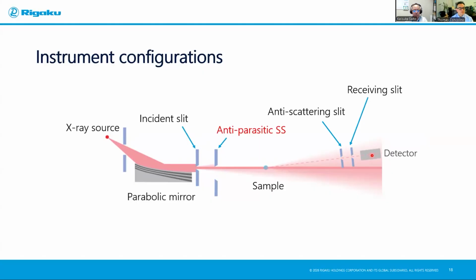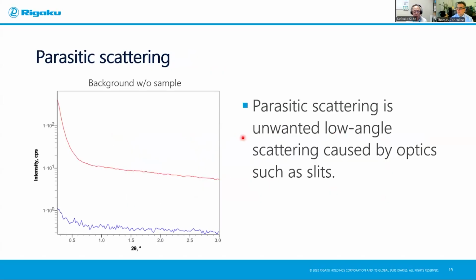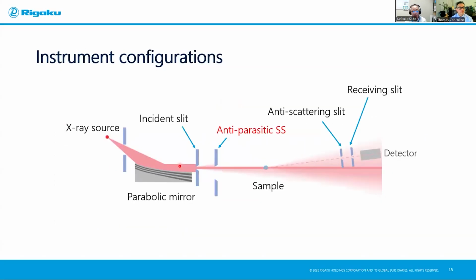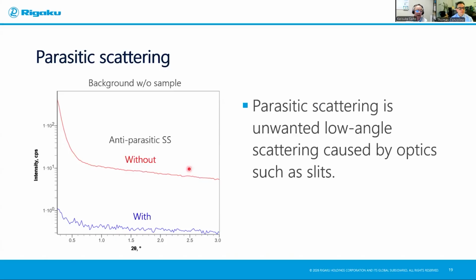But the difference compared to the thin film diffraction is here. An anti-parasitic scattering slit must be equipped between the incident slit and the sample. So what is this? Parasitic scattering happens, especially at a low angle, caused by optics such as slits. The data on the left compares with and without this anti-parasitic scattering slit. As you see, without the slit, the background or scattering by the optics is very, very high, and the scattering from your nanoparticles is hidden under the background.